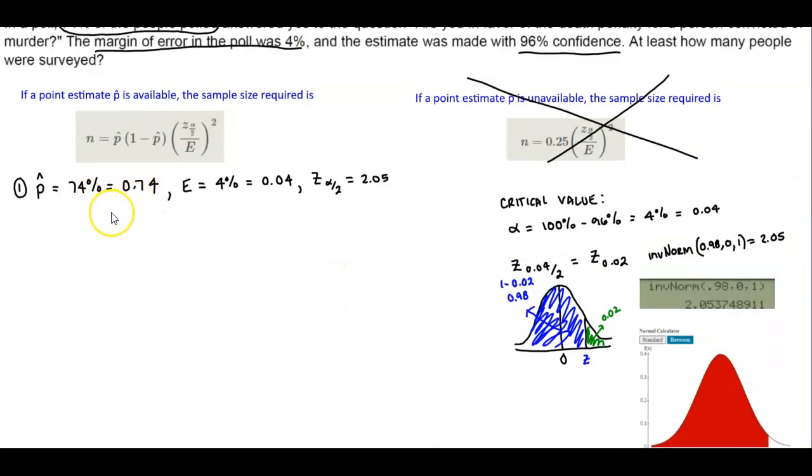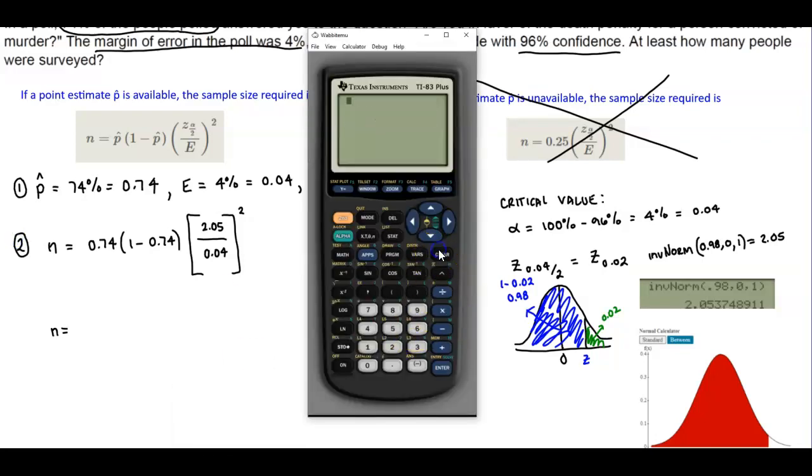Okay, so now that we have our information, we can plug it in to find the sample size. We know that n equals the point estimate, 0.74, times 1 minus the point estimate of 0.74, times the critical value of 2.05 divided by the margin of error, which is 0.04, and then we square that. Let's do this on our calculator. We take 2.05, divide that by 0.04, and then square that value.